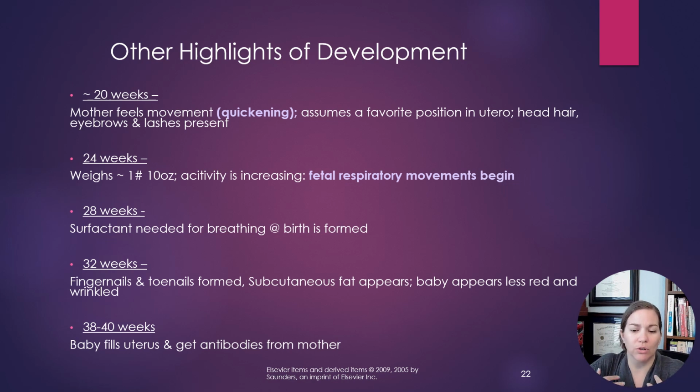They begin respiratory movements, taking that amniotic fluid in and out of their lungs. And then by 28 weeks, the surfactant starts developing. By 32 weeks, their fingernails and toenails are formed. They start putting on a little bit of chub, subcutaneous fat. They're starting to fill out a little bit, a little less red, a little less wrinkly.